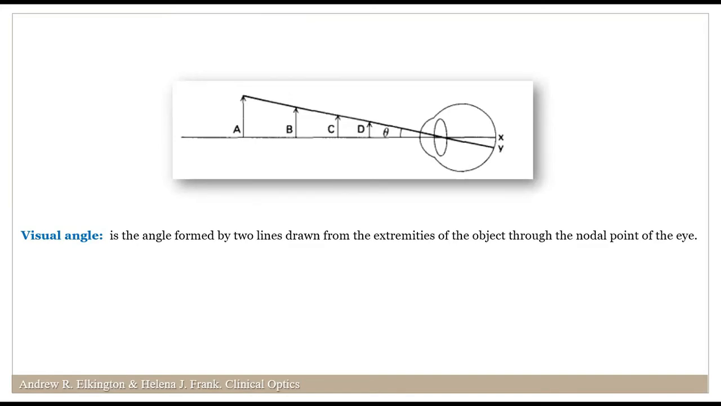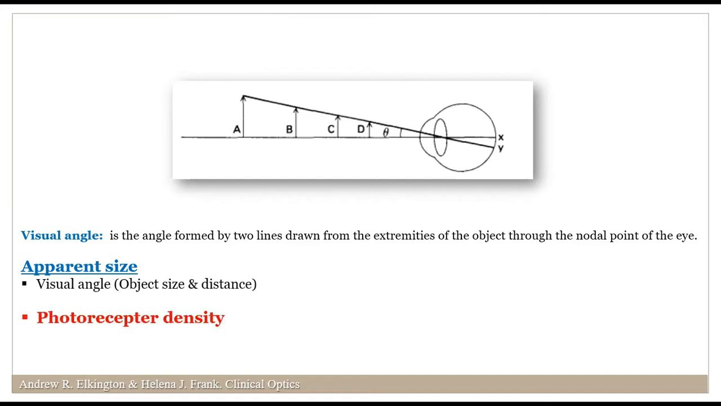So the apparent size depends, number one, on the visual angle, which depends on the object size and distance from the eye. The second important one, which is closely related to our topic, is the photoreceptor density. Let's discuss further how the photoreceptor density will affect the perceived image size.